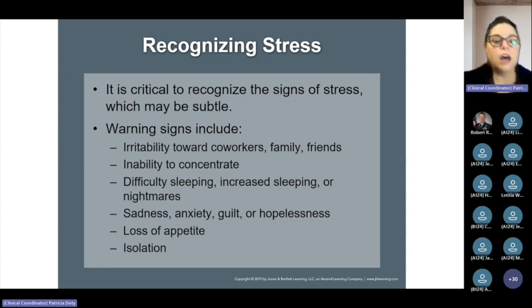Big deal. Difficulty sleeping, or maybe they sleep too much, or maybe they don't sleep at all, or maybe they have nightmares, or sometimes night terrors, sad, guilty, anxiousness, hopelessness, loss of appetite, isolation. They stop talking about going on vacation. They stop talking about what they're going to give somebody for Christmas. They stop talking about future things because they're living in the past.